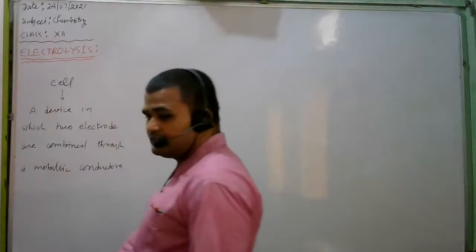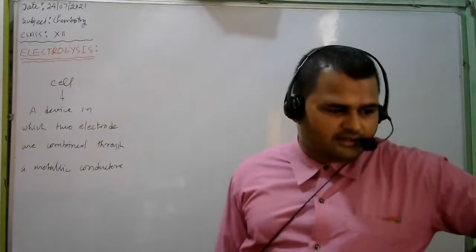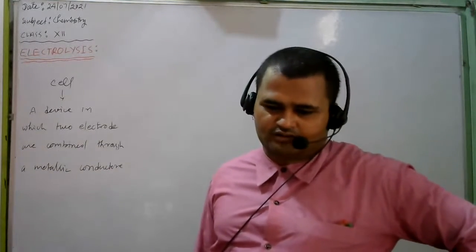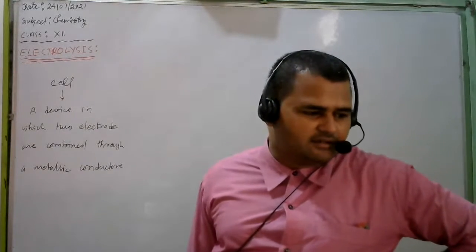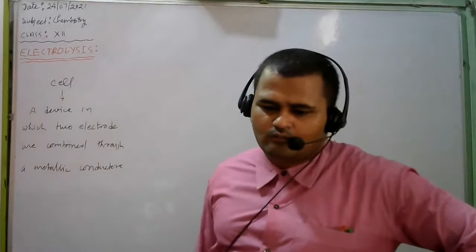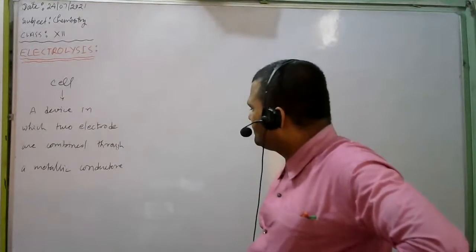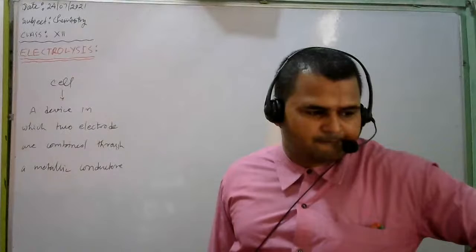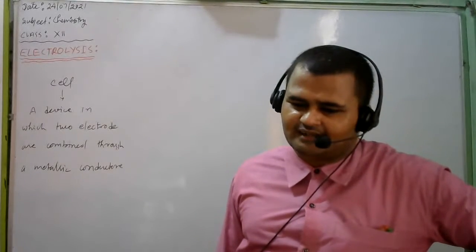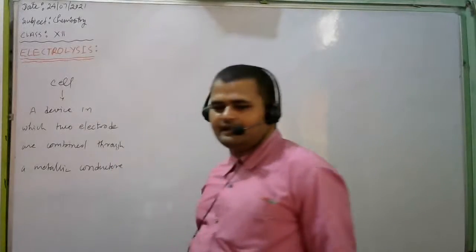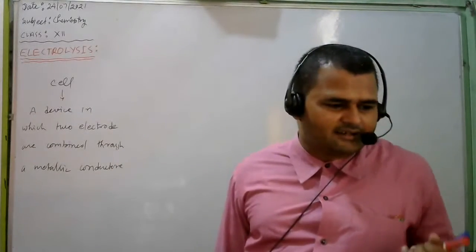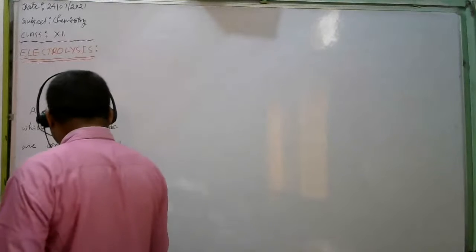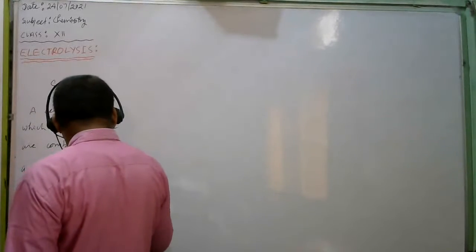So, dear students, a device in which two half cells or two electrodes are combined through a metallic conductor, or you can say an electrical conductor, is called a cell.